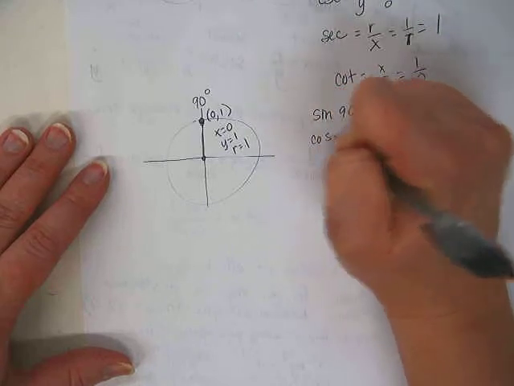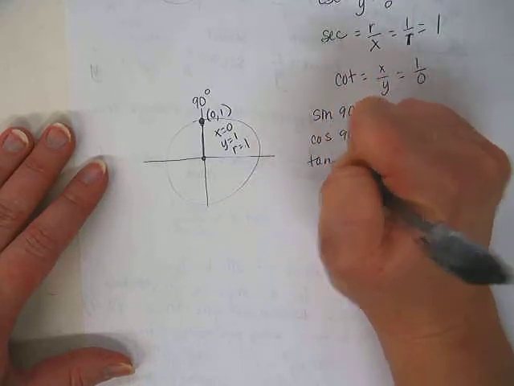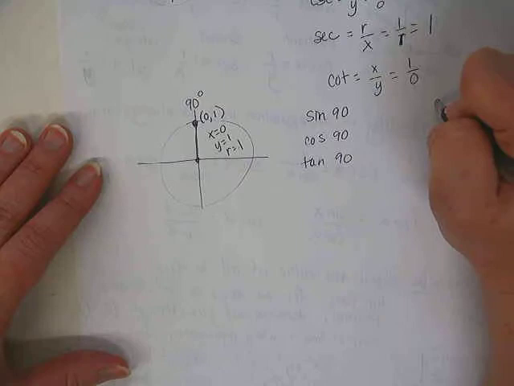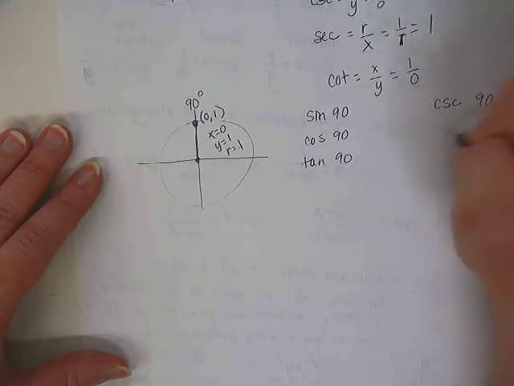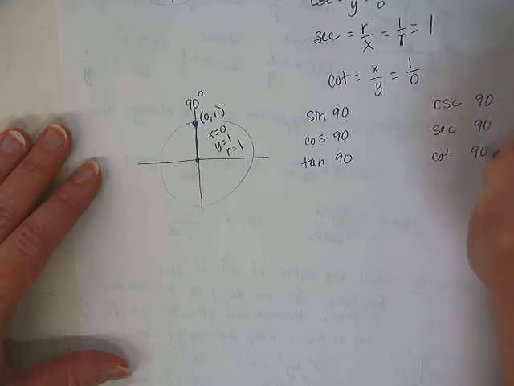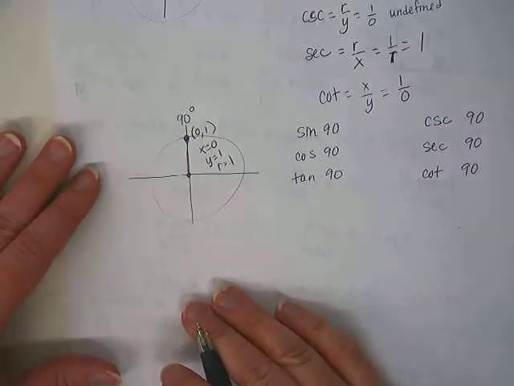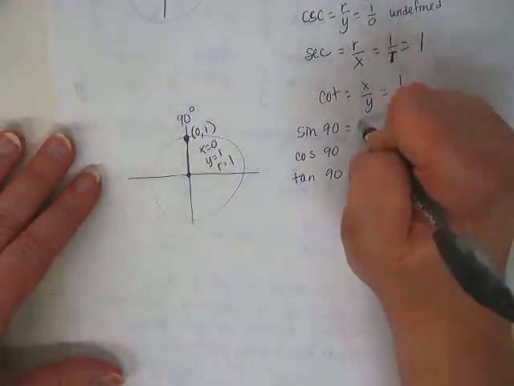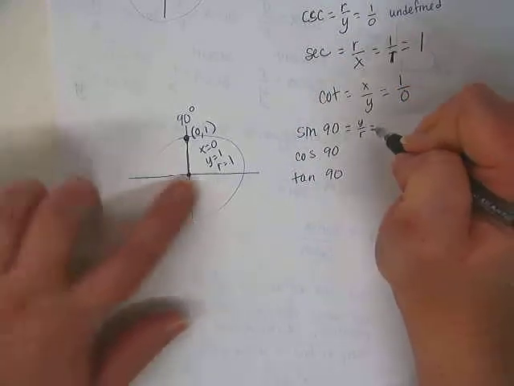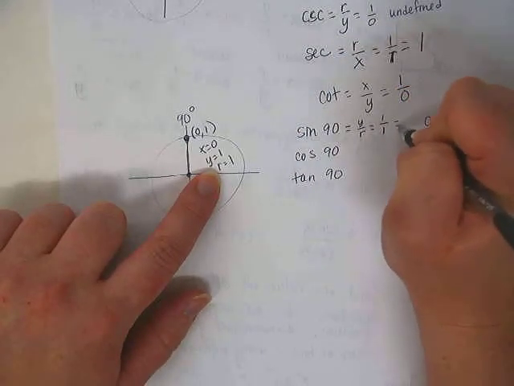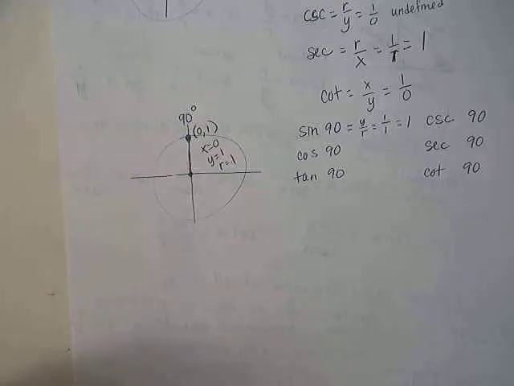Okay, so now can you use those numbers to find the sine of 90 and the cosine of 90 and the tangent of 90 and the cosecant of 90 and the secant of 90 and the cotangent of 90? Do you need me to do any of them with you, just really fast? Like sine of 90, for example, is y over r, and y is 1 and r is 1, so sine of 90 is 1.